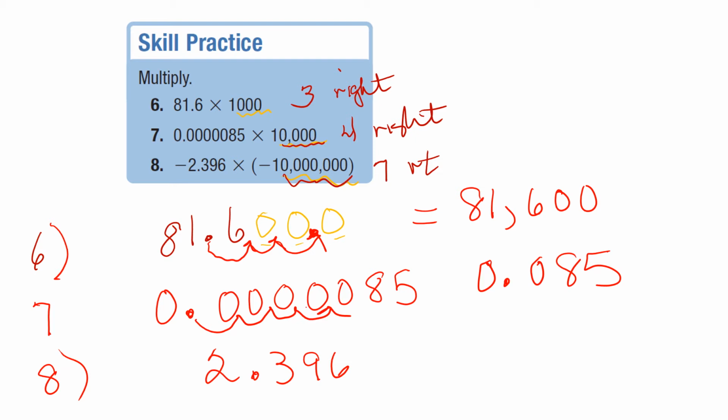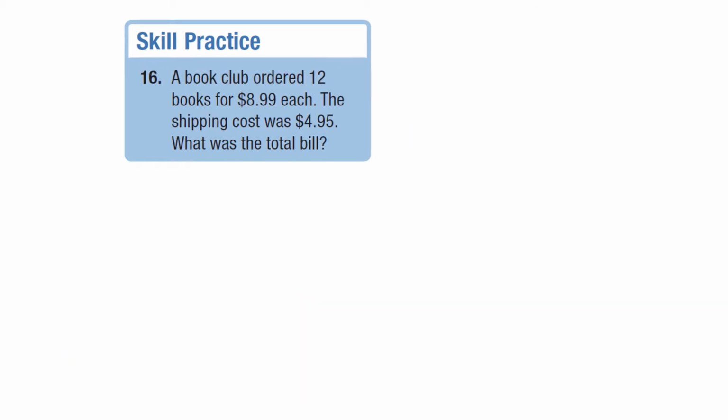And number 8, I'm multiplying a negative times a negative, so my product is positive, and I'm going to move 7 places to the right. So I will have to add on some zeros so that I can move 7 places. So count 1, 2, 3, 4, 5, 6, 7. So the decimal point moves to the end there, and it gives me 23,960,000 for my product.